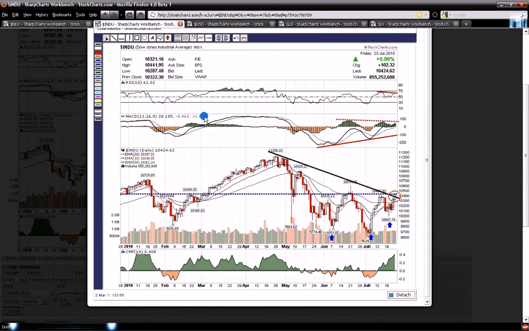Now, looking at the Dow, if you want to trade the Dow, you can do DIA, which is the Dow Diamond. And similar situation here, except there are some differences. One, the downtrend is broken. Yes, the downtrend is broken on the Dow. It wasn't on heavy volume, but again, just like the NASDAQ, the accumulation is starting to come in.